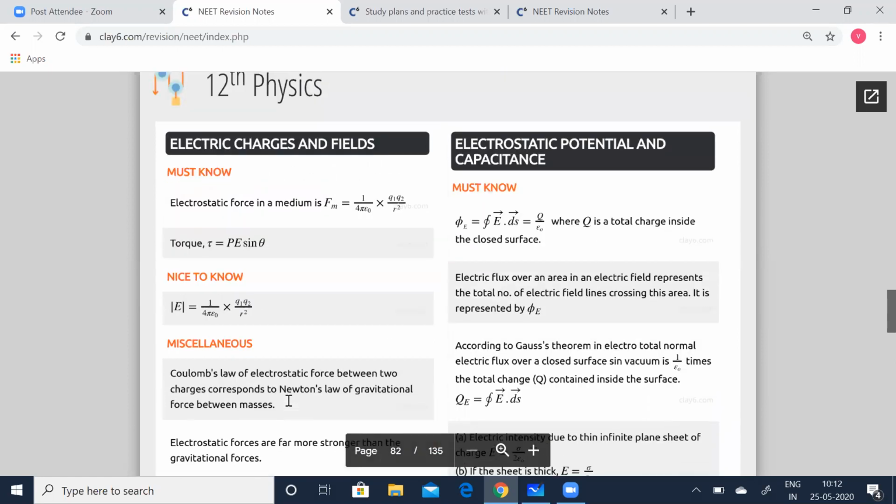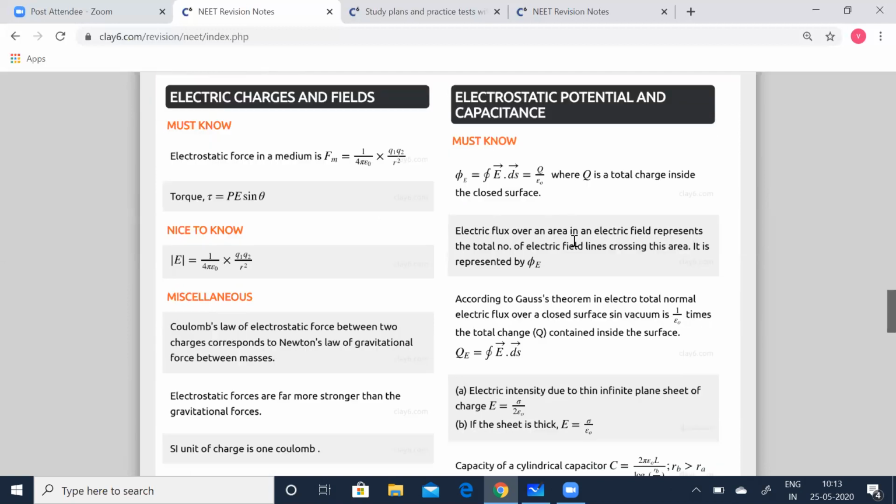Now coming to the second lesson, that is the electrostatic potential and capacitance. Phi E stands for electric flux. Electric flux is nothing but the strength of the field, which can be calculated by the number of lines of force passing through a particular area. So phi E is equal to the closed integral of E vector dot dS vector, where E vector is the electric field and dS is the surface area.